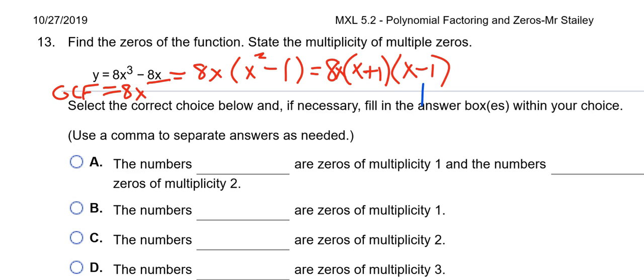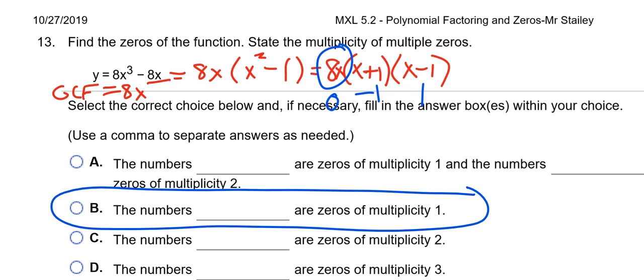1, yeah, there's a 1 right there. We got a negative 1 right there. Come on, what does 8x turn into? 0 itself. How many times do those factors occur? Only one time for each one of them. So, is it going to be A, B, C, or D? B. The numbers 0, 1, and negative 1, not in any particular order, all have multiplicity 1. Okay? Thank you very much.